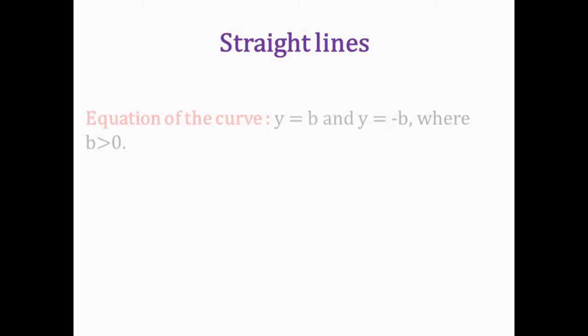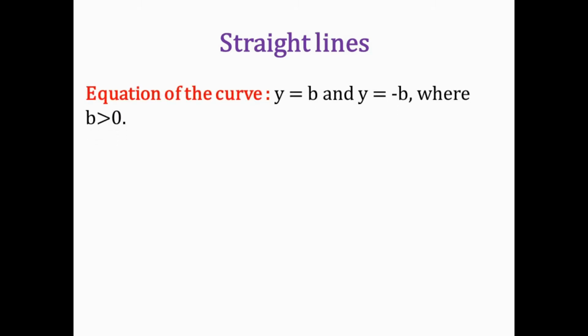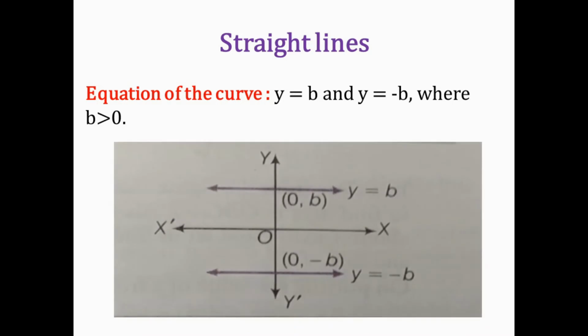The next one is also from straight lines. And now the equation of the curve will be y is equal to b and y is equal to minus b. In the previous one we saw x is equal to a. Here it is y is equal to b. Now what is your guess? Yes, the lines are parallel to x-axis when you plot and draw. If you plot it, you will get horizontal lines like this.